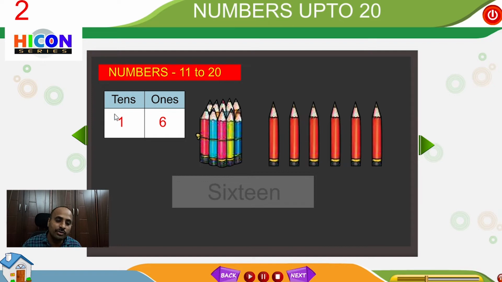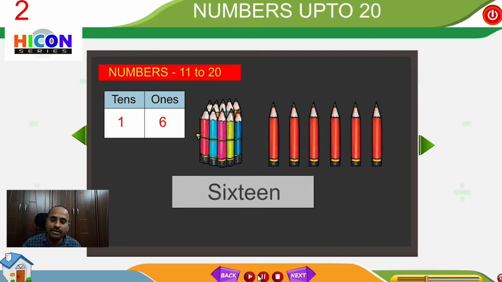So together this number is called 16. And 16 can be written in words like this: SIXTEEN, 16. So this number is called 16. So children, go to the next number.